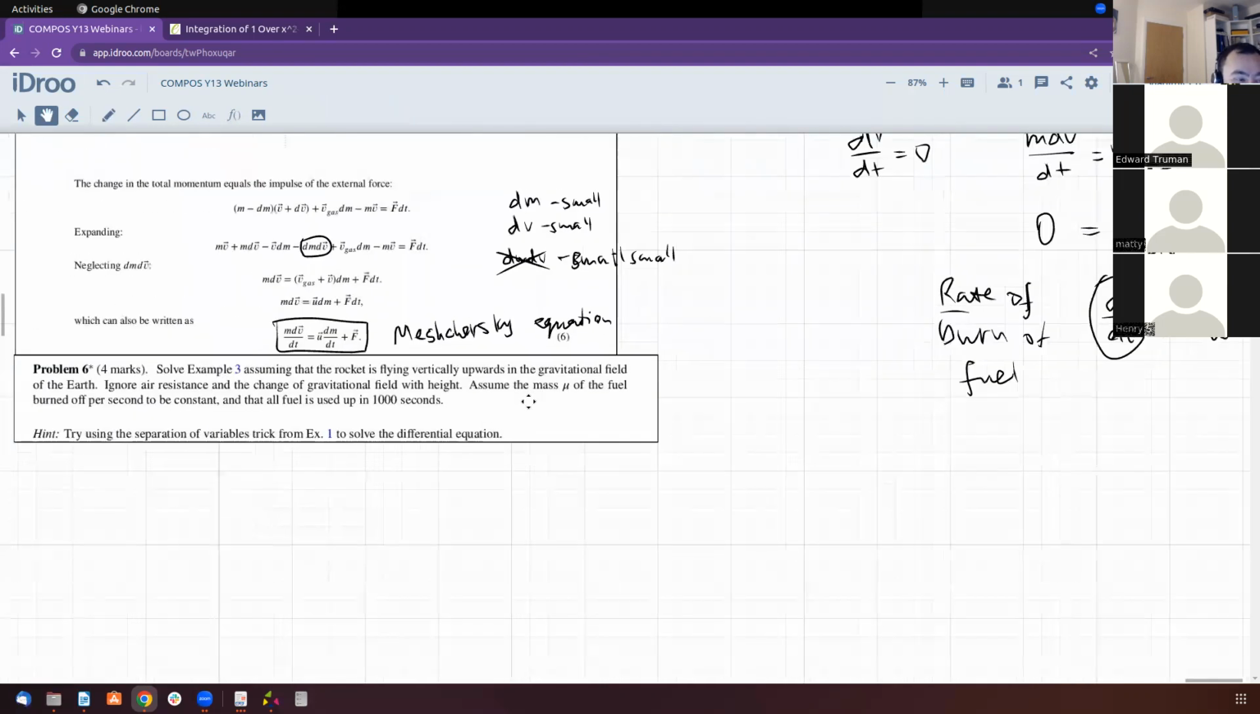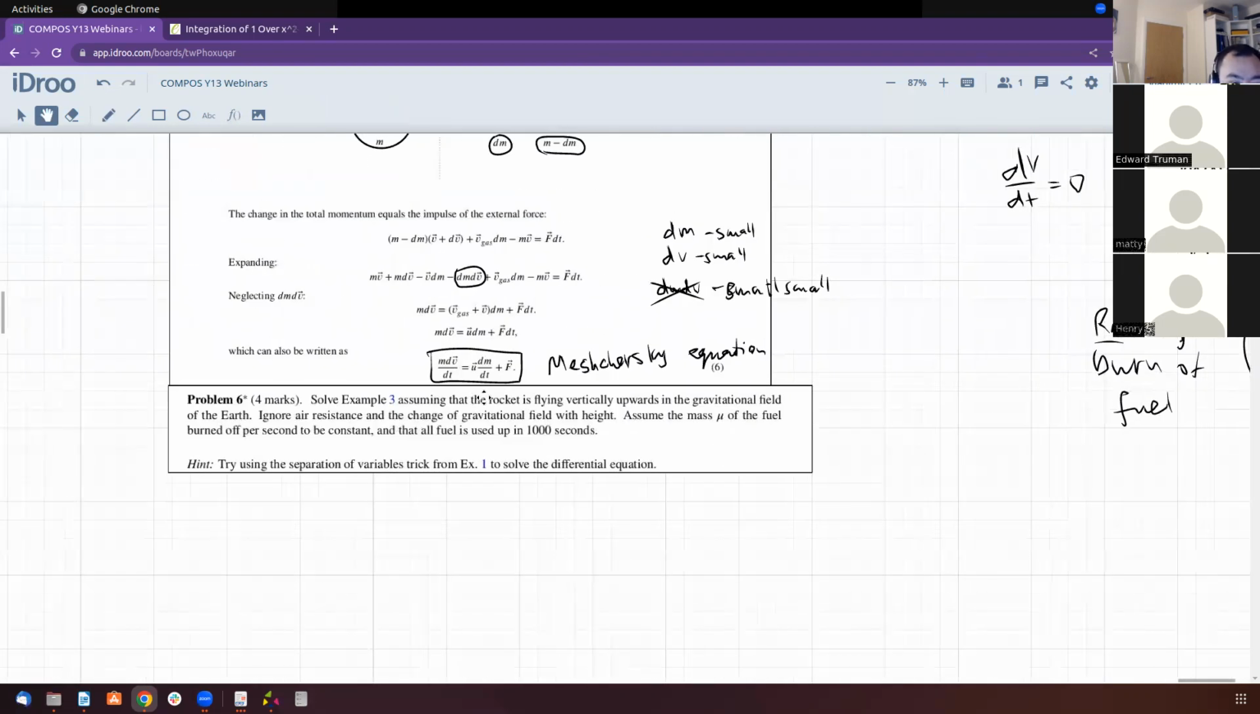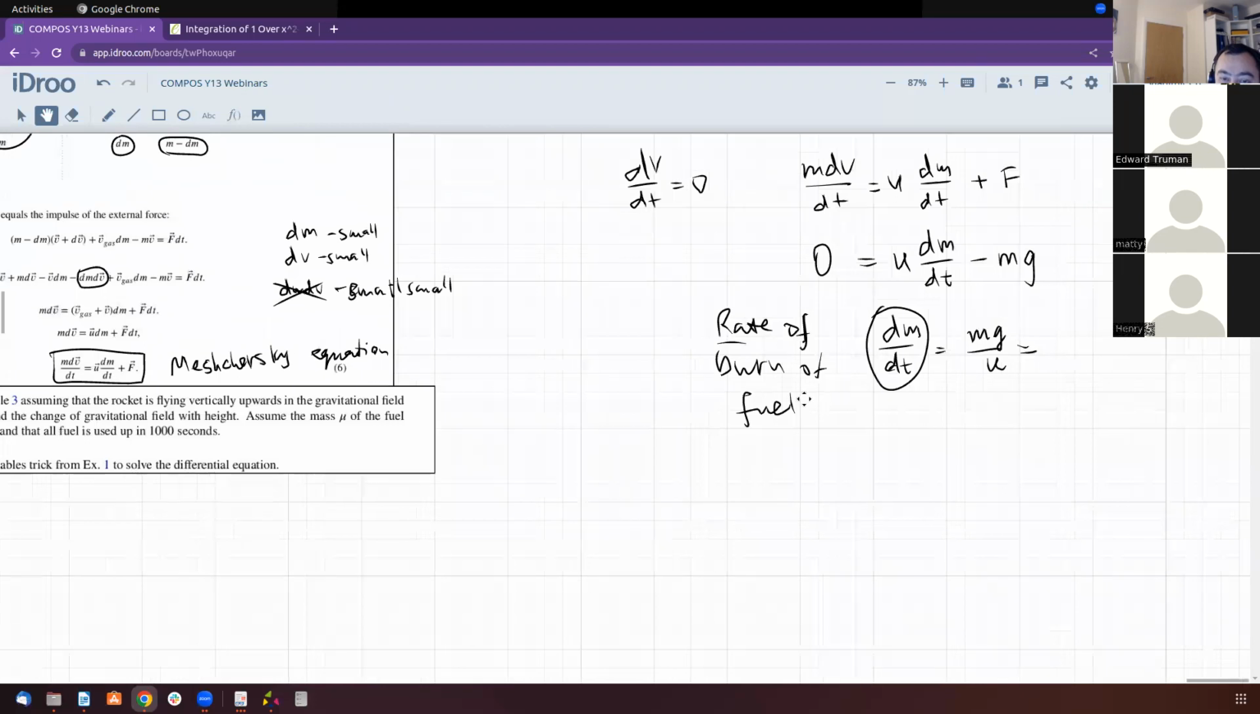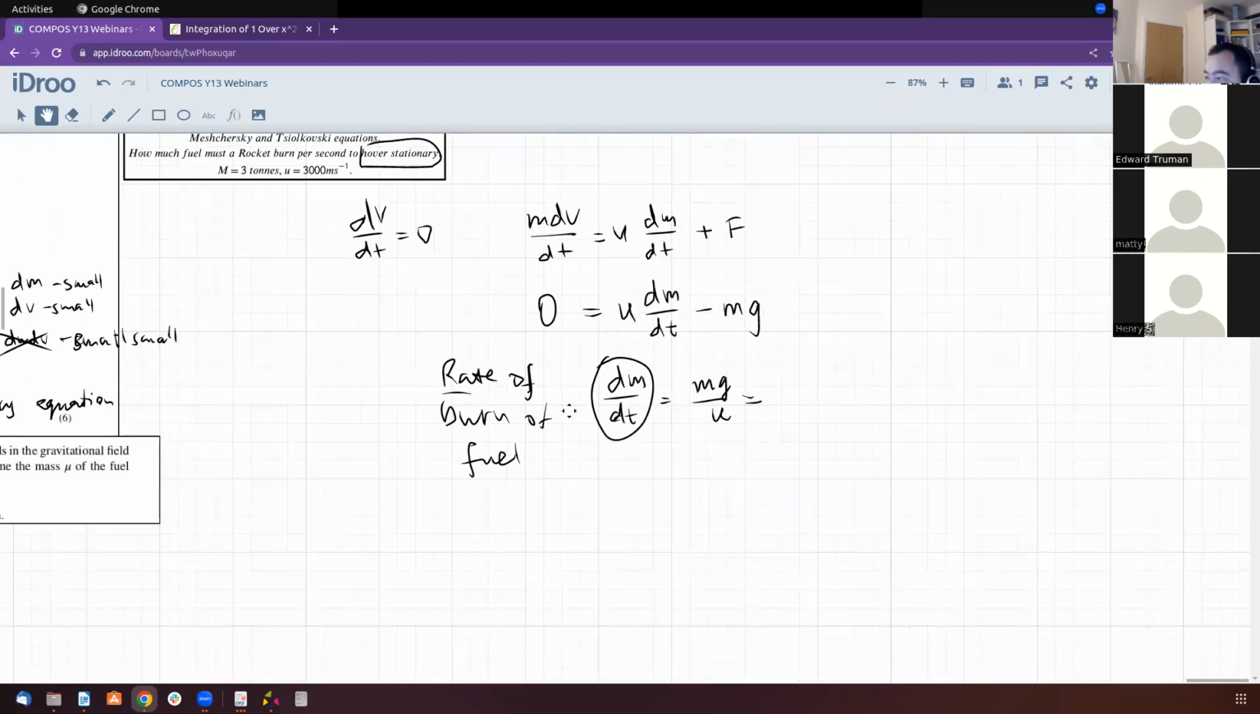Now your problem is slightly harder. I think it's problem 5, where you need to give your answer as a function of time. So I'll leave you to work it out, because with dm dt, m changes. Yeah. The rate of burn of fuel, but this is a function of time.